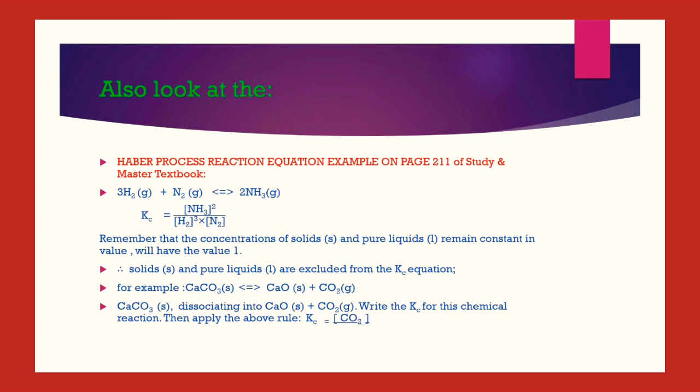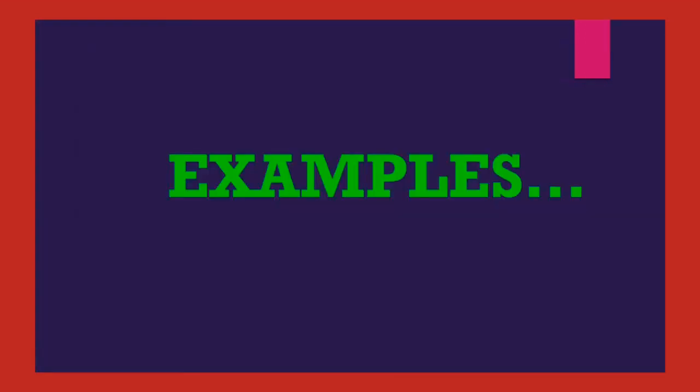Write the Kc for the chemical reaction. Then apply the above rule. Kc is equal to the concentration of carbon dioxide in square brackets.